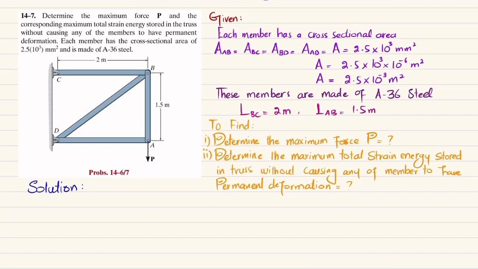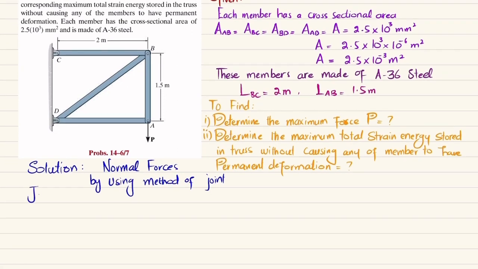So let's start with the solution. The first step is that we will find the normal forces in each member of the truss. How will you find these normal forces? By using the method of joints. We will take a joint and then apply the equations of equilibrium in order to find them. So let's take joint A. You can see here, this is joint A where the P load is applied.